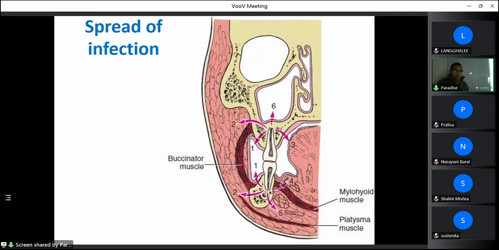And once the infection has spread to the soft tissue, there will be no more bone resorption, and the infection will travel through the soft tissue. So the primary spaces are involved. If the patient is not treated, then it will again enter into the secondary spaces.